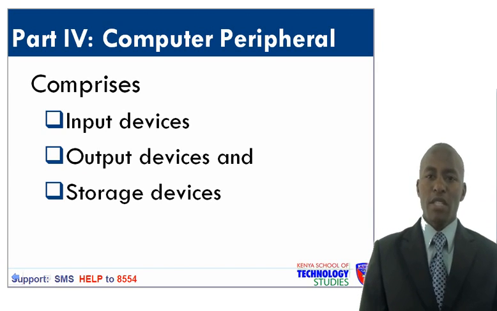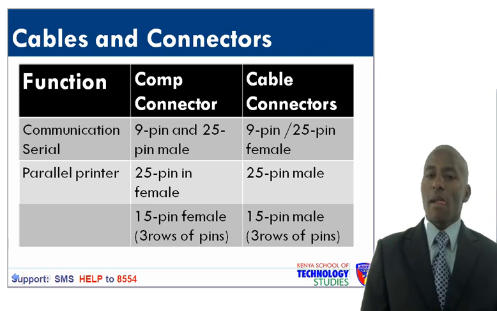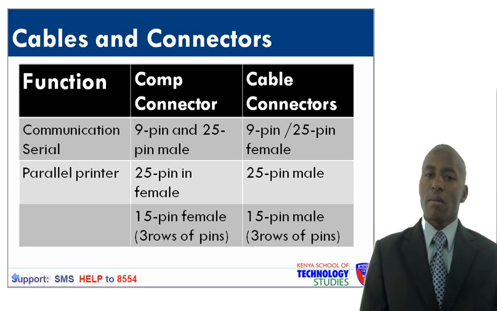Now we are in part 4, where we are going to look at computer peripherals and interfaces. Peripherals comprise input devices, output devices, and storage devices, cables and connectors. Under cables and connectors, we have a very good table with 3 columns: the function, the computer connector, and the cable connector.